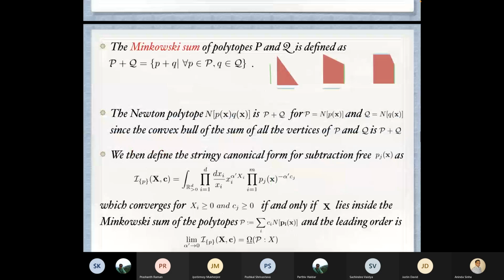We just multiply the polynomials together with different exponents, and I can define a stringy canonical form for this case. Again, I assume all x's are positive and all c's are positive, and the integral converges if and only if this vector x lies inside the Minkowski sum of all these Newton polytopes of all these polynomials. And the leading order again gives you the canonical function of the Minkowski polytope.